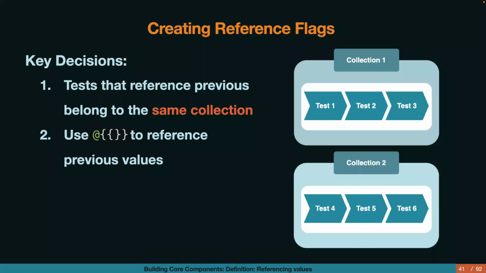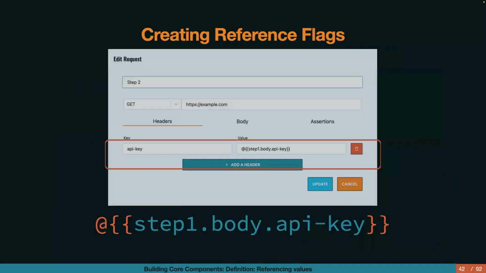Now, how does a test know that the user wants to interpolate a previous value? Well, we decided to create a reference flag to identify where to interpolate values using an @ symbol followed by 2 enclosing curly braces. Here's an example of accessing data from a previous test in the same collection while using Skopos. Step 1 retrieved an API key that is used here in step 2. You may also notice the reference flag where the @ curly brace is used for interpolation. This is how we solve the challenge of defining where a user wants to access previous values to then be interpolated later on.